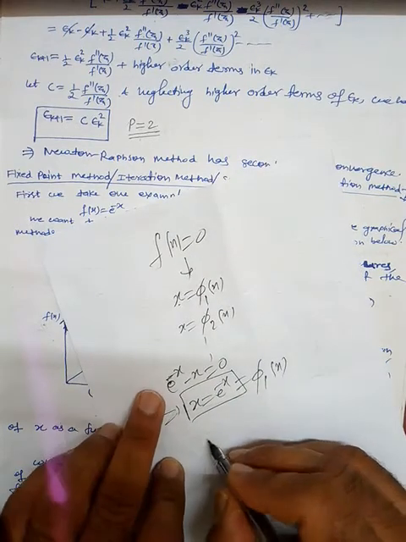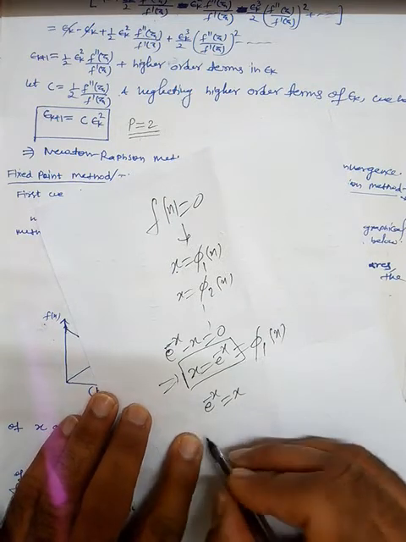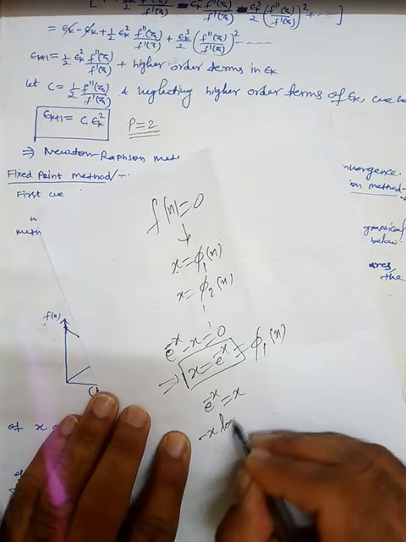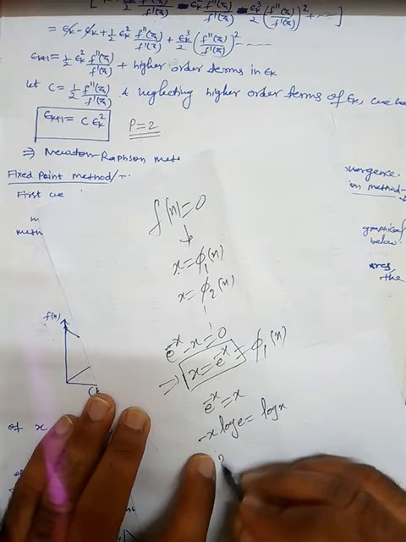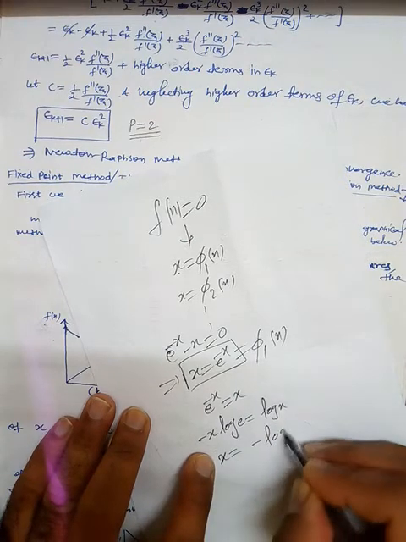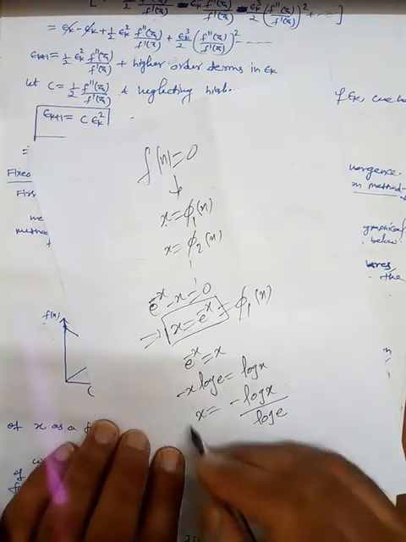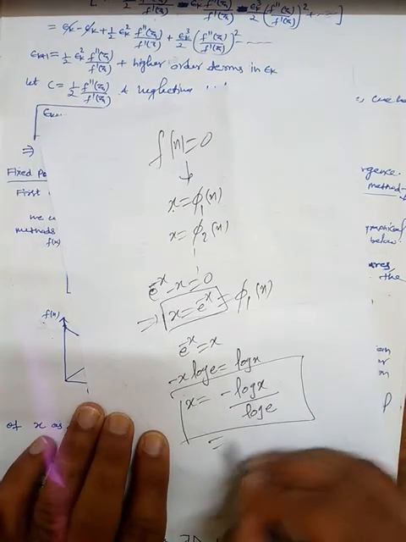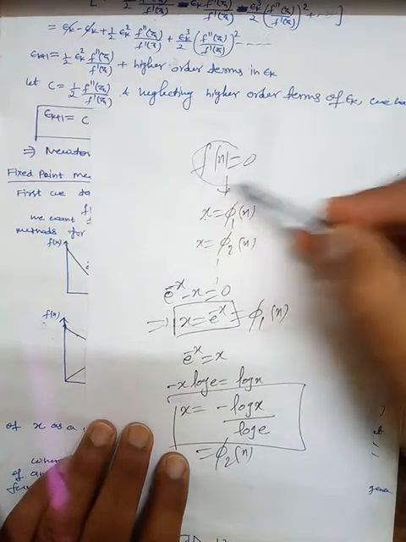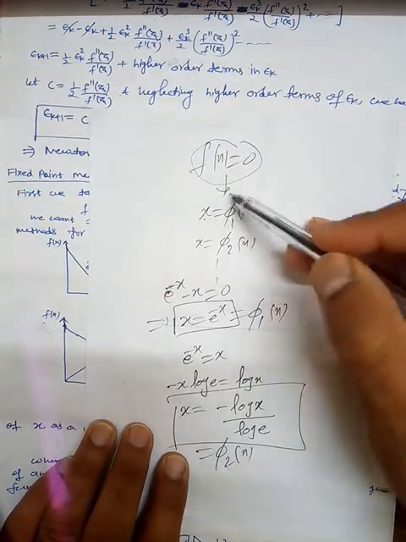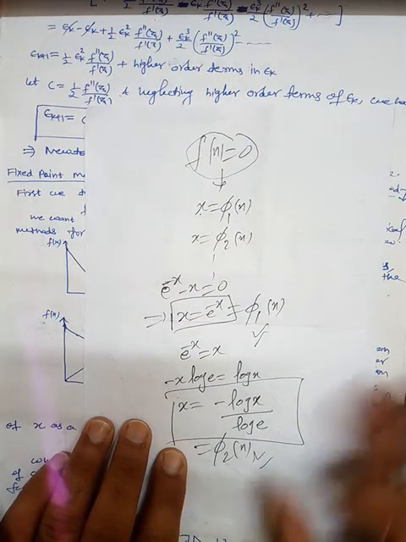Similarly, you may also treat this as, just take the logarithm. So minus x log e is equal to log x, and from here x is equal to minus log x upon log e. This is another way. This is your phi 2(x), and so that's why you can write down this equation in this form in various ways. This is one way, this is another way.